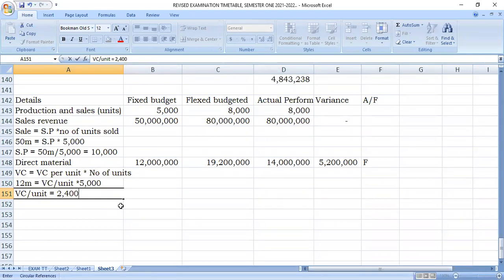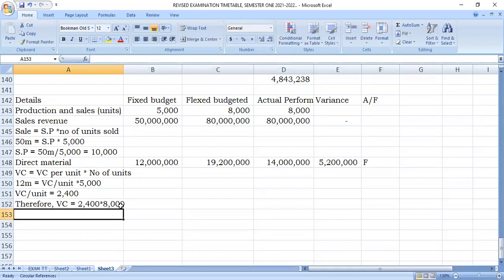That's the variable cost. We're saying therefore variable costs when the number of units is 8,000 must be equal to the variable cost per unit, which is 2,400, times the number of units produced or sold, which is 8,000. When you apply those, you'll get 19,200. Dear, I hope I've answered you.